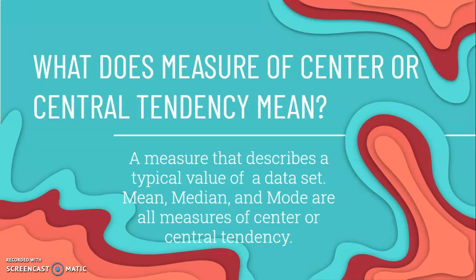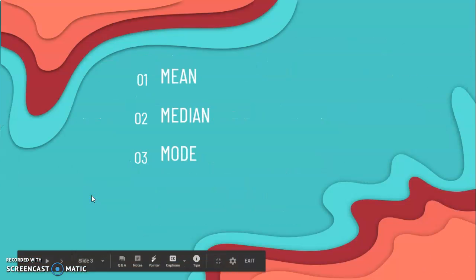Some of those measures are things that we've already talked about or that you've used before: the mean, what we all know as average, the median, and the mode. These are three typical measures that are used to describe the data set. Mean, which we call average in everyday terms, median, and mode are all measures of center or central tendency. So mean, median, and mode is what we're talking about today.